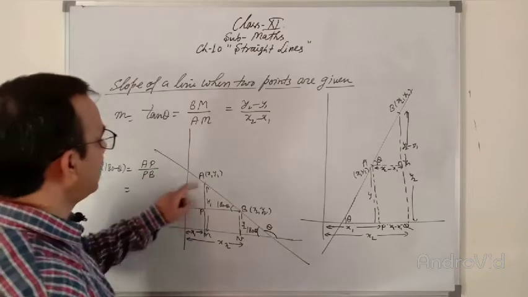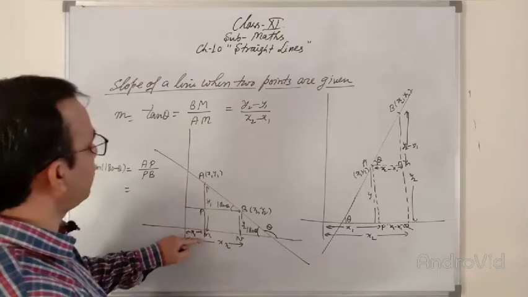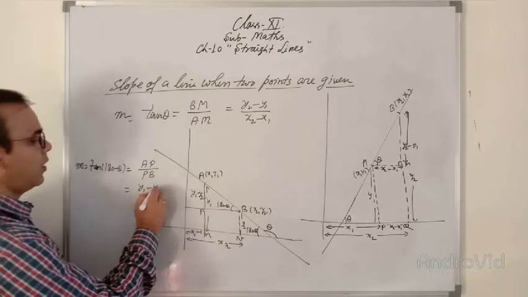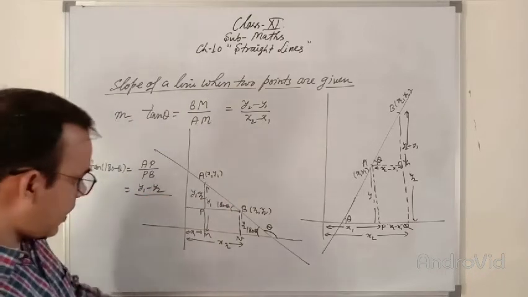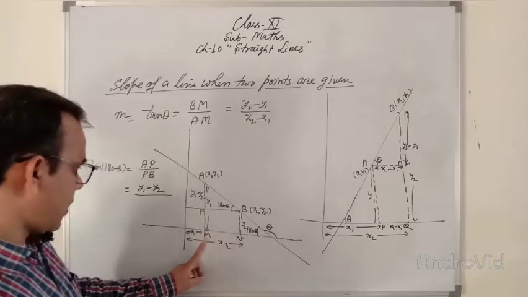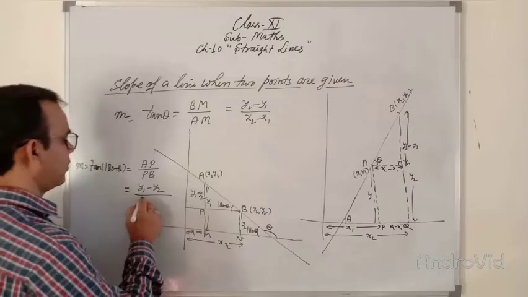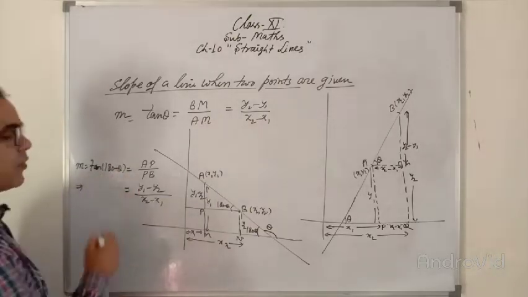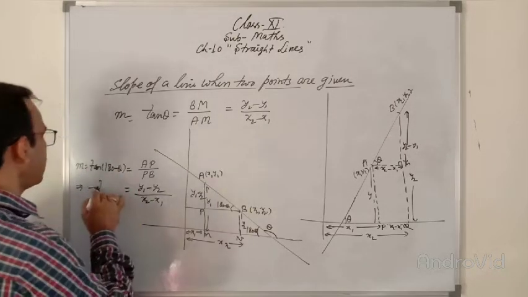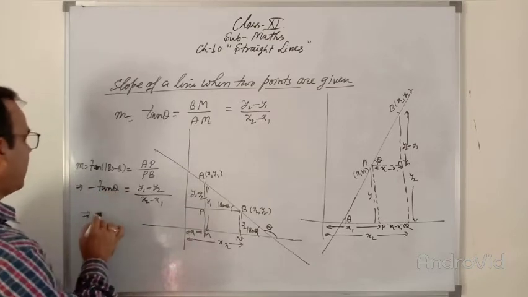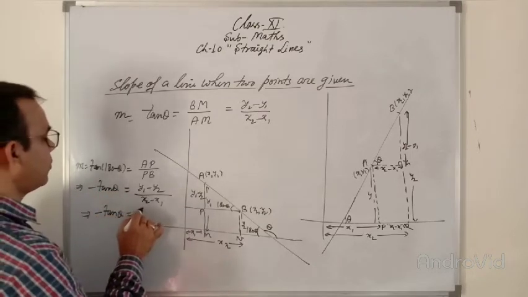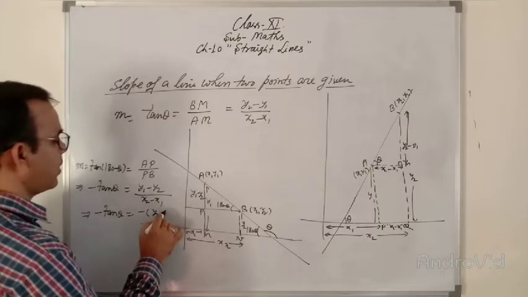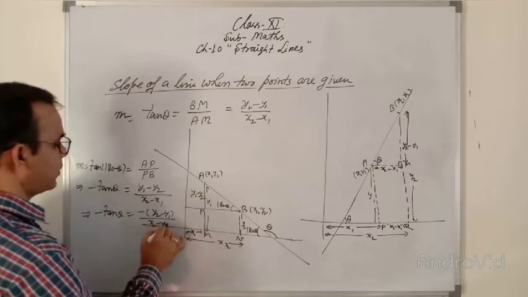Now we will find its value. What is AP? This whole is y1, this is y2, so y1 minus y2 is the length AP. And PB, how much is PB? That is x2 minus x1. Okay, now what is the value of tan 180 minus theta? That is minus tan theta. So here we will have minus tan theta equal to, let's take common minus sign, so y2 minus y1 upon x2 minus x1.